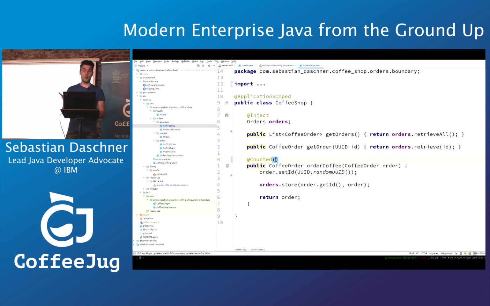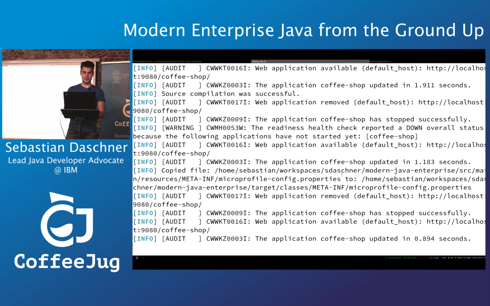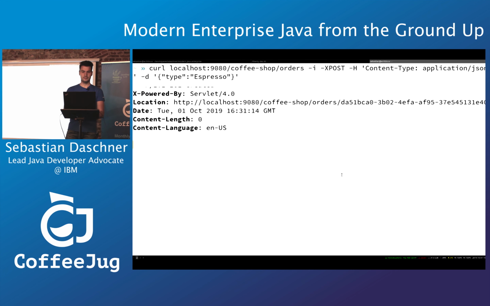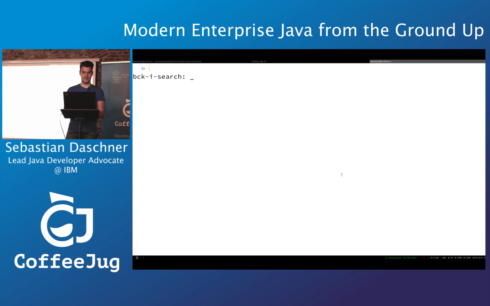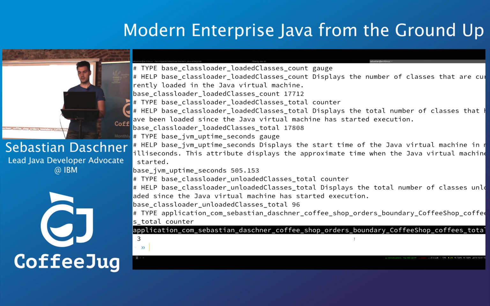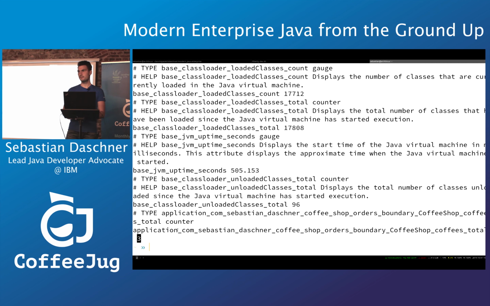For example, count the orderCoffee method to say what is the name of the total number of ordered coffees, for example, right? So I could do this, reload immediately again, and then I have my orders. So I want to order some more coffee, right, to trigger this metric. 1, 2, 3. And then metrics will include a new metric, application and so on and so forth. Coffee totals is 3, right? 3 ordered coffees.